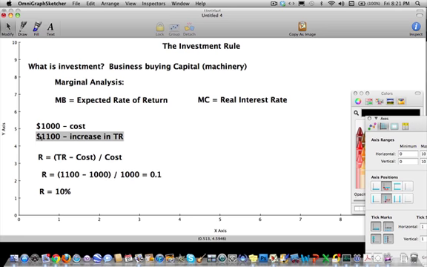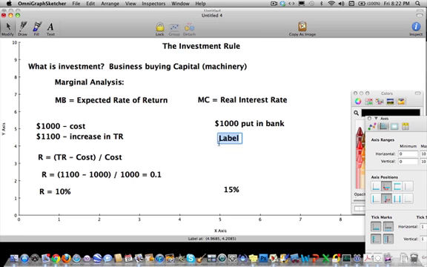That's not bad. Now, of course, if the real interest rate that I could get from putting my money in the bank was higher, let's say it was 15%, then I should never have bought the machine in the first place. What I should have done is just put my $1,000 in the bank and collect 15% on it. The reason for that is because I'll get more.